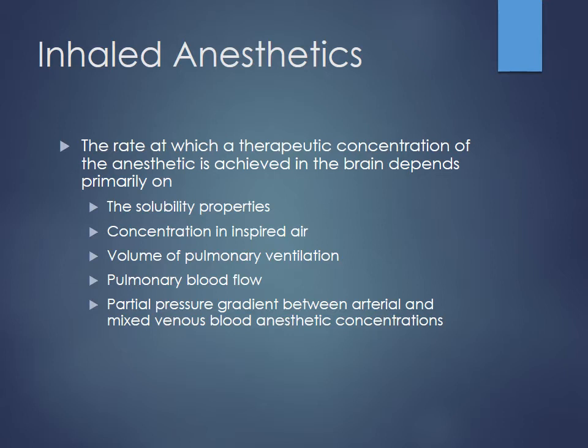And then looking at the partial pressure gradient between the arterial and then mixed venous blood anesthetic concentration. So the higher the concentration is in the lungs, the more diffusion you're going to have into the bloodstream, versus if it's equilibrated at a point where it's hit a steady state, so to speak.